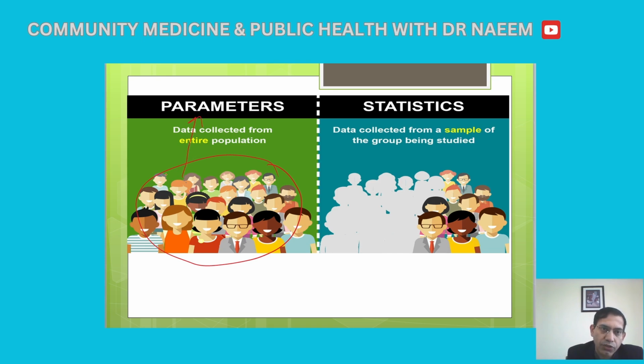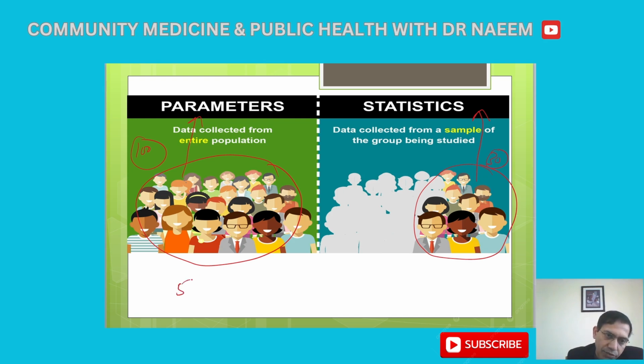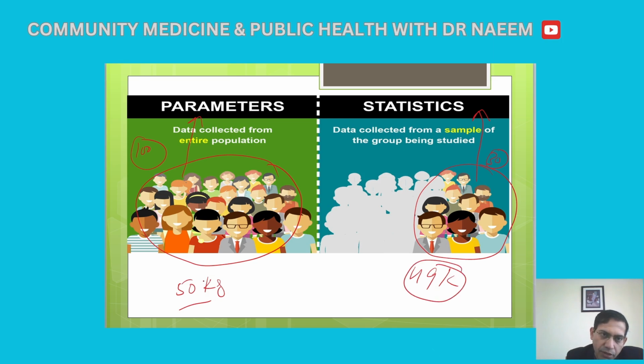In our case, if the population is 100 students, the mean weight of the 100 students will be the parameter. On the other hand, if we have taken 30 students as a sample and we are going to find out the mean weight of that sample, the mean weight of the sample will be called statistics. For example, from here we get 50 kg mean weight of the population, here we get 49 kg, so that will be statistics, and 50 will be the parameter.